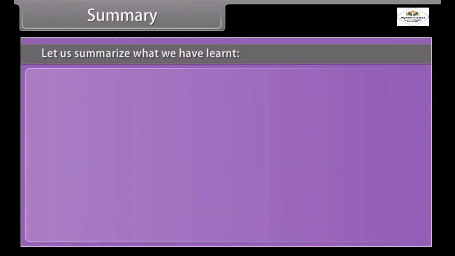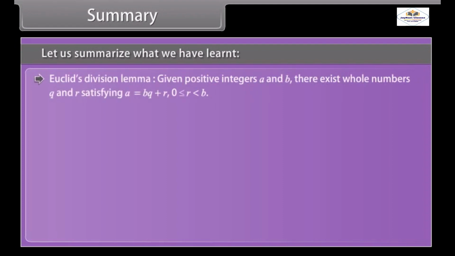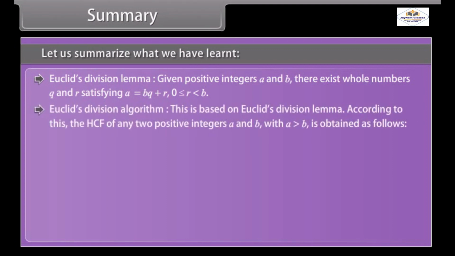Summary. Let us summarize what we have learned. Euclid's division lemma: given positive integers a and b, there exist whole numbers q and r satisfying a = bq + r, 0 ≤ r < b. Euclid's division algorithm is based on Euclid's division lemma.